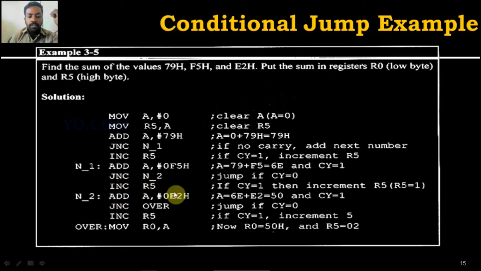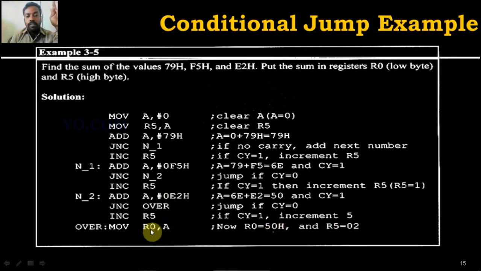After that, we add the next data. Then jump no carry, over. The program is over. The data is stored in the R0 register. After adding the third data, the carry is generated, so again increment R5. Now the R5 value is 2. If CY equals 1, increment R5. Now R0 equals 50H, so the sum value, R5 equals 02, that is the carry. The carry is 2, the sum equals 50, which is stored in the R0 register.